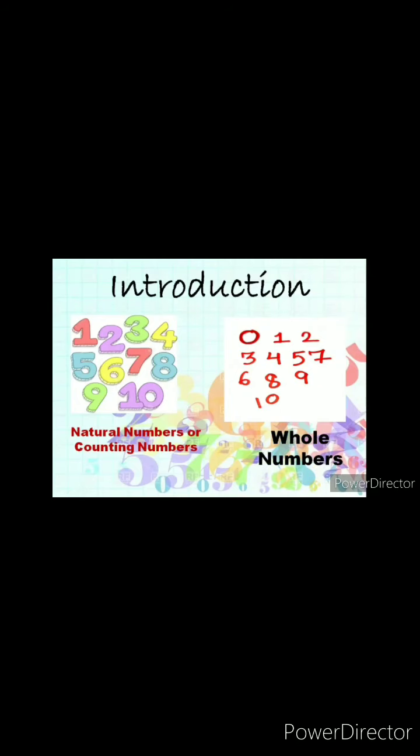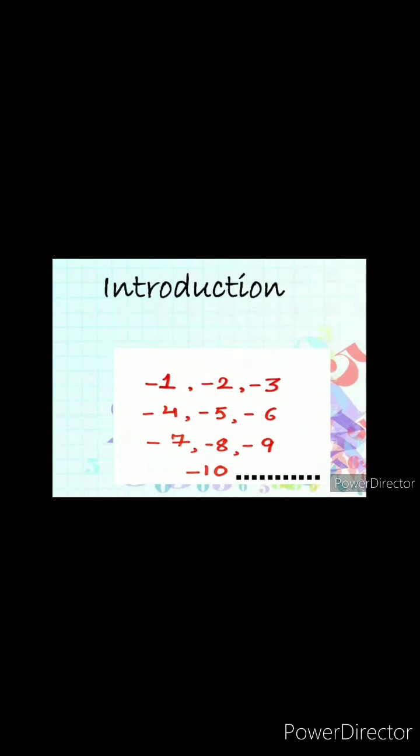Now, let us have a twist. What if I add a minus sign to these counting numbers? Think. Yes, the set will look somewhat like this: -1, -2, -3 and so on. This set represents the set of negative counting numbers.